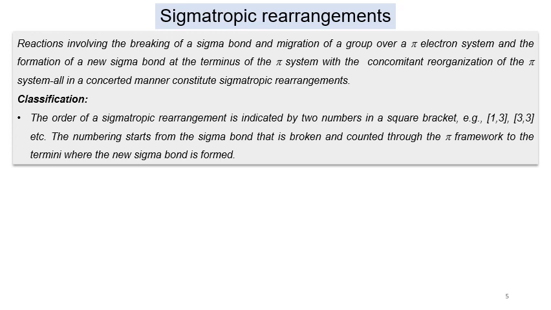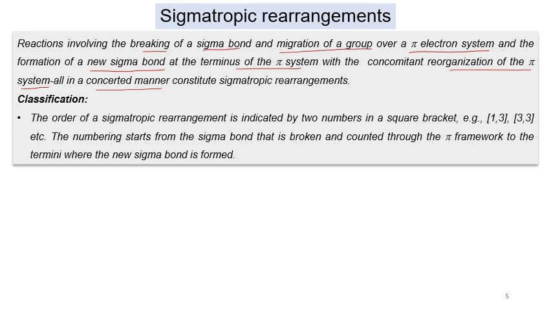Coming to sigmatropic rearrangements, essentially sigmatropic rearrangements are the reactions that involve the breaking of a sigma bond and migration of a group over a pi electron system, leading to the formation of a new sigma bond at the terminus of the pi system, along with the reorganization of the pi system. Everything in a concerted manner in one particular step.